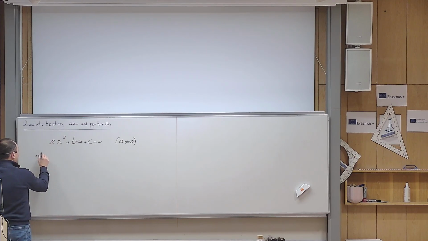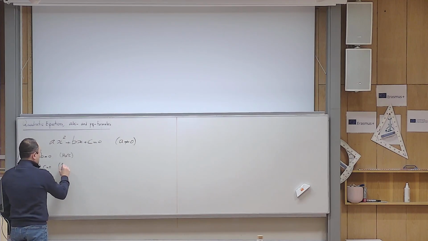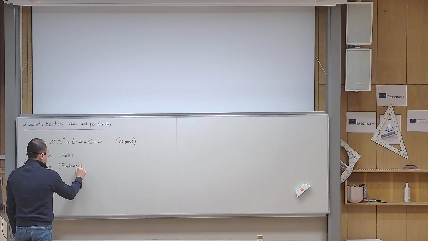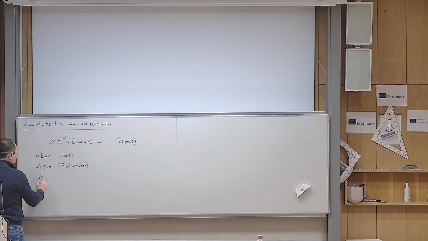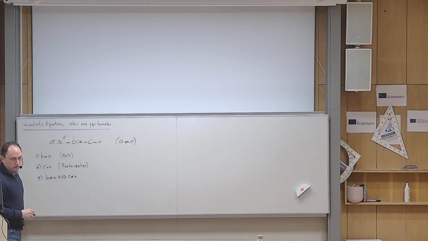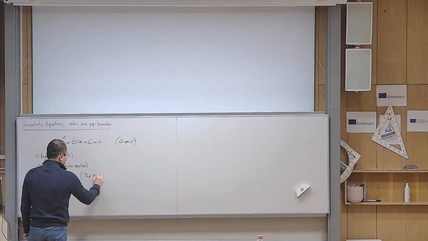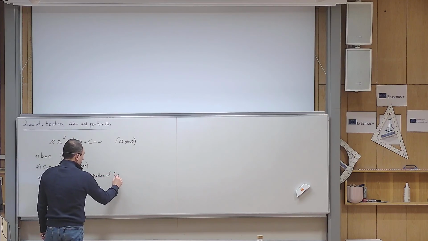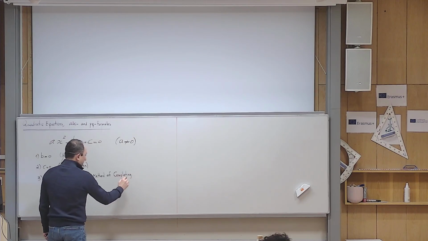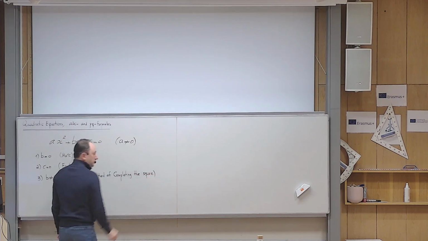One possibility was, what happens if B is zero? This becomes a math 1C problem, yes? And then what happens if C is zero? Then we use factorization, yes? And then what happens if B is not zero and C is not zero? We learned one method so far, and that was the method of completing the square, yes? Okay, so that is what we learned so far.